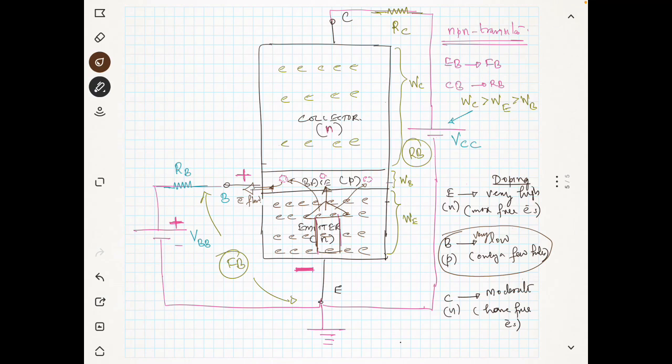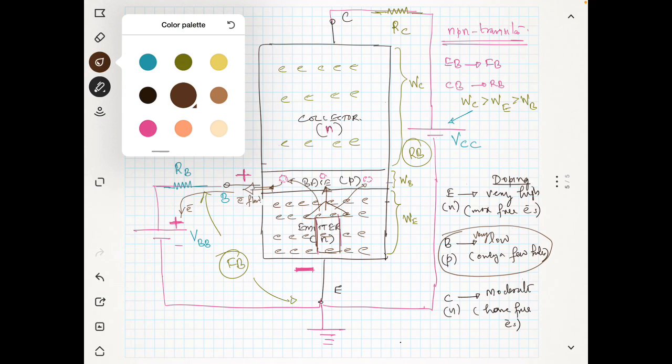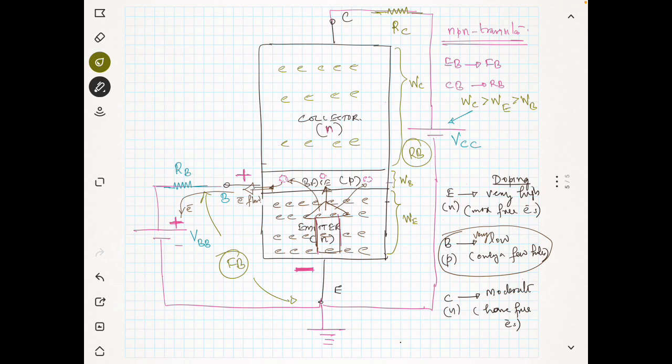The electrons will be flowing into the positive of the VBB. So electrons will be flowing like this. You know what the direction of the current is: it will be opposite to the flow of electrons. Now you can see here, a lot of electrons have now reached the base.